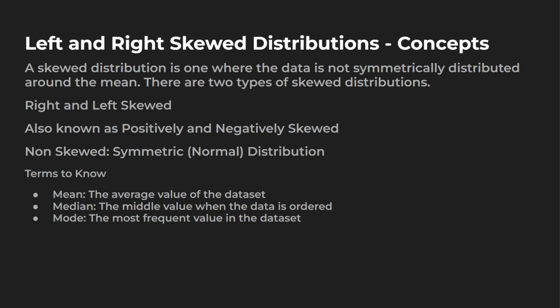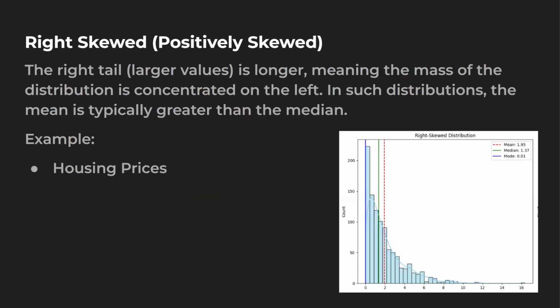Also, before jumping in a little bit more, please have a little bit of understanding of how mean, median, and mode work. Mean is the average value, median is the middle value, and mode is the most frequent value in a data set. All right, so here's an example of a right, also known as positively skewed distribution.